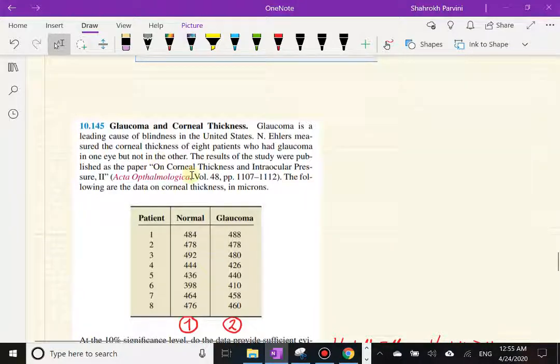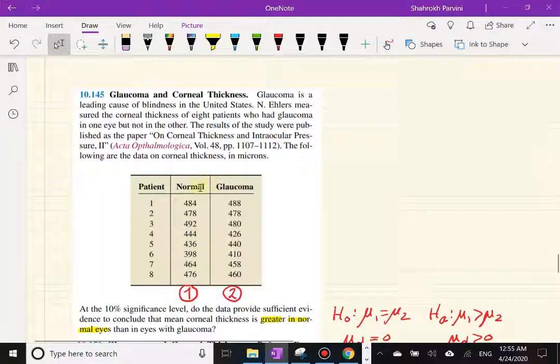Okay. The results of the study were published. Here's the source of the publication, and the following are the data on corneal thickness in microns. A micron is 10 to the negative 6 power. So it's 1 in 10 million. Actually, 1 micron would be 1 millionth, not 10 million. 1 millionth, that's 1 micron.